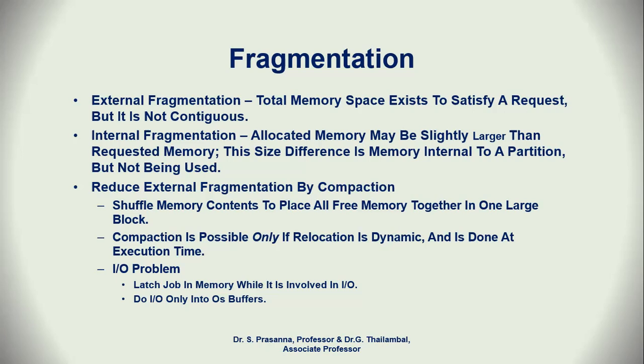Then the IO problem: the problem is latching a job in memory while it is involved in IO. Do IO only into OS buffers. The IO problem is when any process wants to read another process that is stored in memory in any hole. It needs to search according to whichever of first fit, best fit, or worst fit has been used. And the process searching is also affected by the fragmentation that has happened. So when you reduce external fragmentation, the IO problem can be reduced.